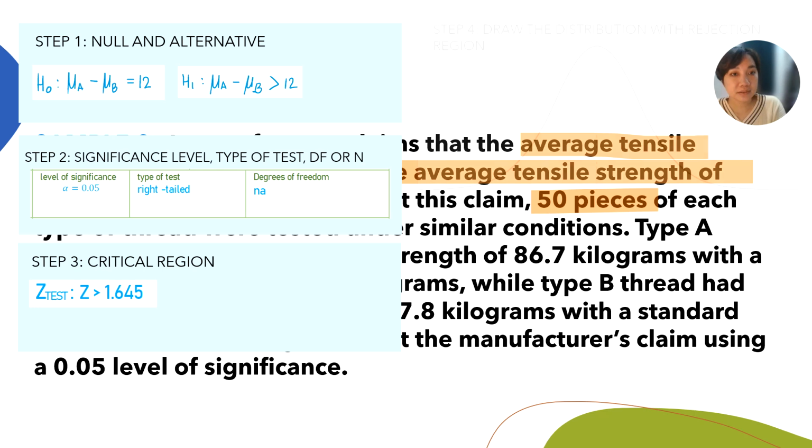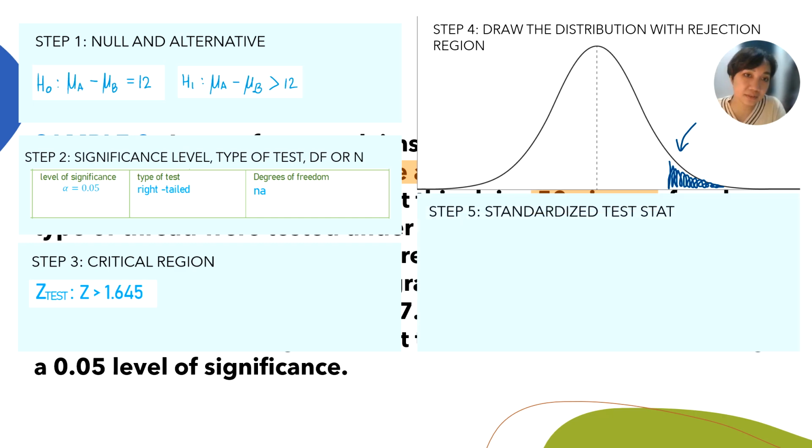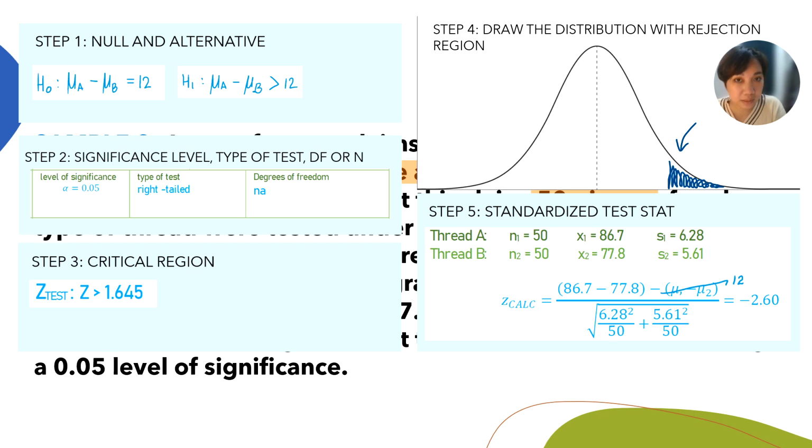There. Step 4 is sketching it. Our sketch will be on the right-tailed, and the score starts at 1.645. Step 5 is solving the standardized test statistic, and since the z formula is more straightforward, it is easier to solve. By the way, notice the cancel part here.